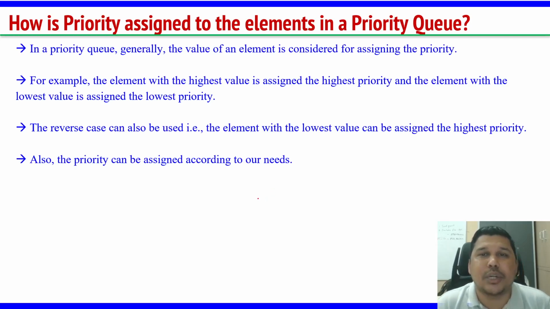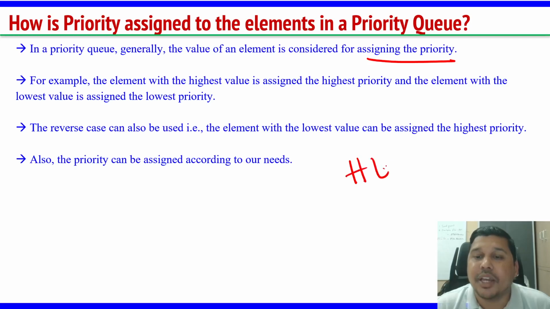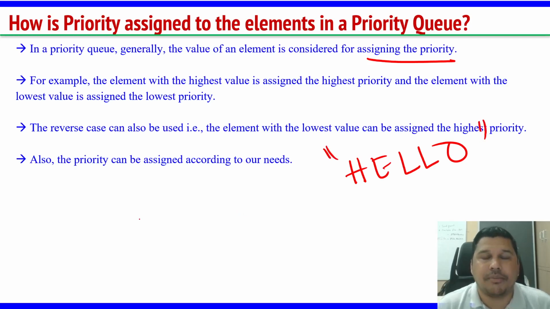How is the priority assigned to the elements in the priority queue? In what way are we assigning priority to the elements? Generally, the value of an element is considered for assigning the priority. This is the simplest case. Suppose I have a string with me, HELLO. Here there is no priority given to me. Assume only a string is given, some characters are given to me, the characters HELLO.